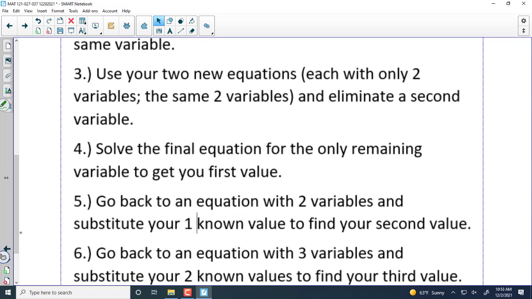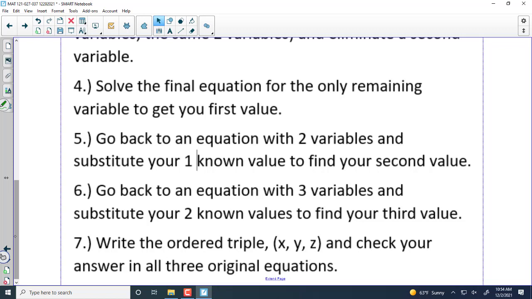This makes much more sense after we do a problem, so if you're getting lost right now, make sure you read this later. Solve the final equation for the only remaining variable to get your first value. Go back to an equation with 2 variables and substitute your one known value to find your second value. Go back to an equation with 3 variables and substitute your 2 known values to find your third value. Write your ordered triple, x, y, z, and check your answer on all 3 original equations.